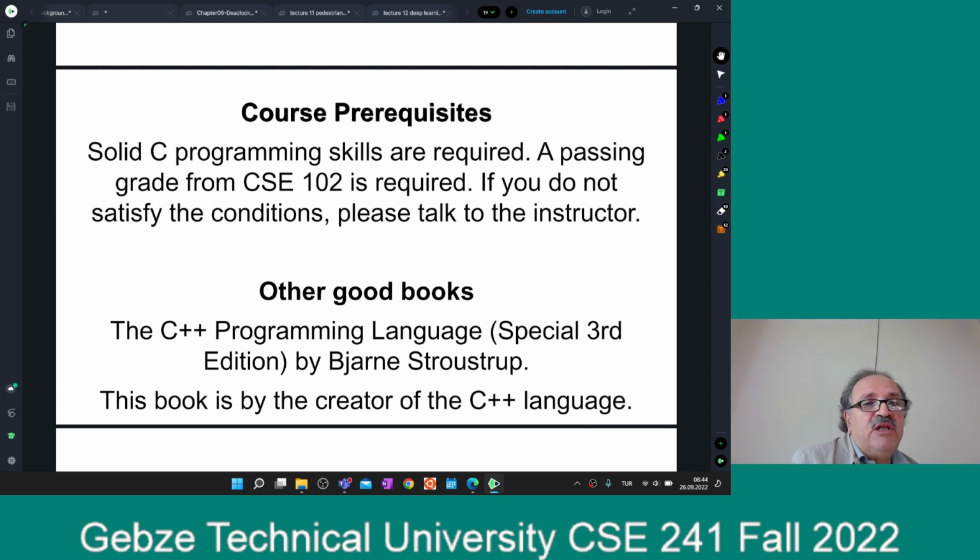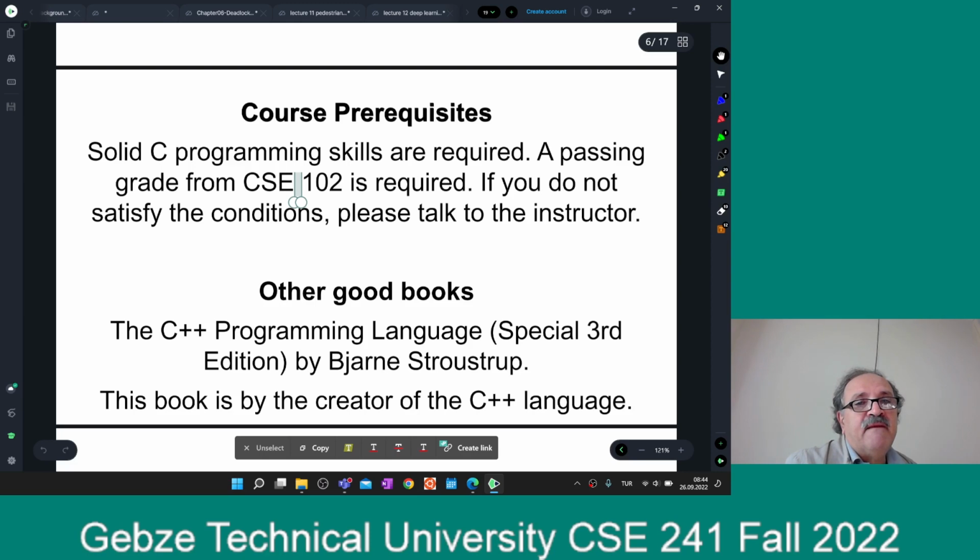You need to have a passing grade from this course, CSE 102. It is required. In fact, it's an official requirement. You should have a passing grade from this course, CSE 102. Otherwise, you cannot take this course.